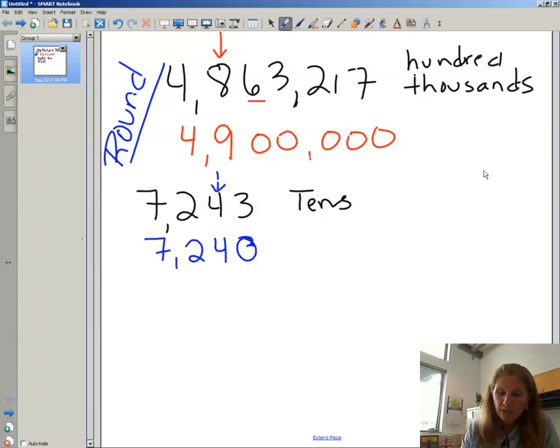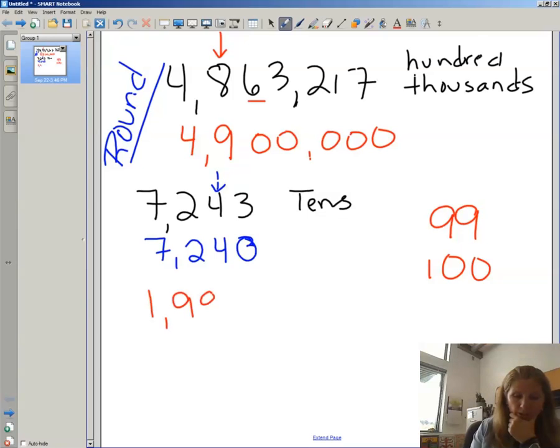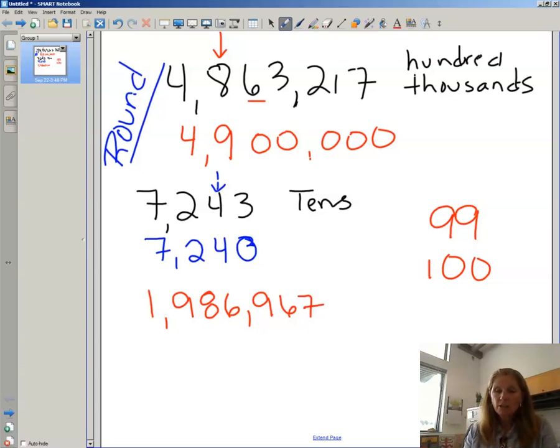Remember, if we were counting by nines, after we get to 99, the next number has to spill over to 100, and that's what happens when a 9 goes up, it becomes a 10, right? So don't forget that when we're doing this. So let's say I have 1,986,967, and I ask you to round that to the hundreds. What number is in the hundreds place? Well, it's this 9 right there.